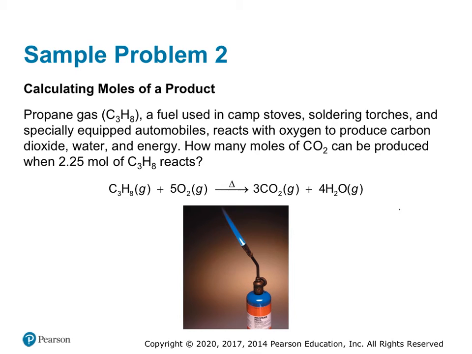So here's another sample problem for us. We're going to take propane gas, C3H8. Propane's used in camp stoves and soldering torches, such as the one shown down here. It's also used in your house if you have a big propane tank outside that heats your house in the wintertime. Some cars and buses and big trucks can also use propane gas. But in a combustion reaction, we have propane reacting with oxygen to produce carbon dioxide and water. The question then is, how many moles of CO2 can be made if I have 2.25 moles of propane?